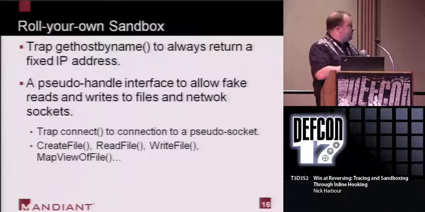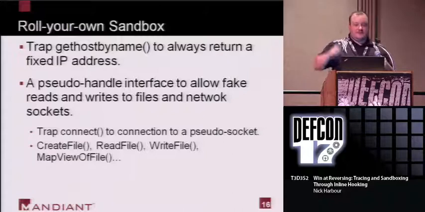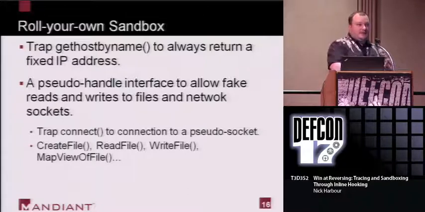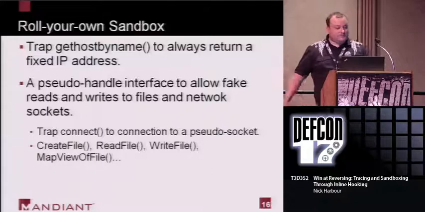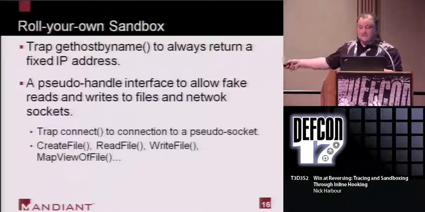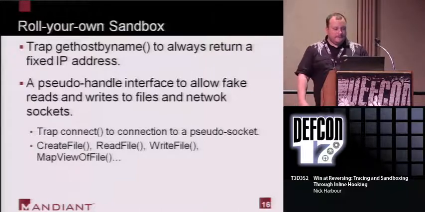I don't have much of this implemented yet, but you can do things like trap the call to connect to just kick back a pseudo handle, so that for every successive send or receive to that pseudo handle, you just check if it's the value dead beef, and if it is, handle it with your own Python code as opposed to letting WinSock handle it and really send it out across the wire. Same thing could happen with the file handles. Create file, read file, write file, all that stuff. We can do the same thing.